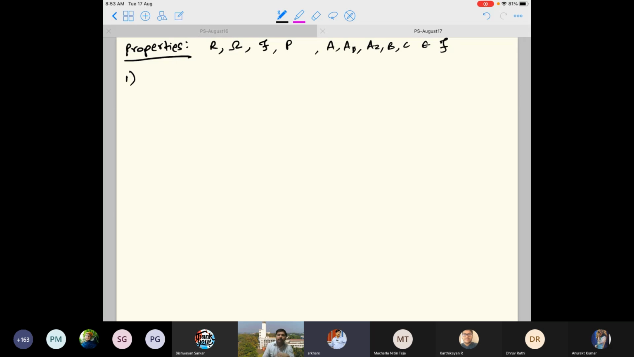So I'm not going to repeat everything in the statement. I'm just going to write down the properties. So probability of A complement is 1 minus probability of A. Okay, so how do you prove that? Everywhere you draw Venn diagrams, life becomes easier. Okay, so this is omega, this event is A, so this is your A complement.